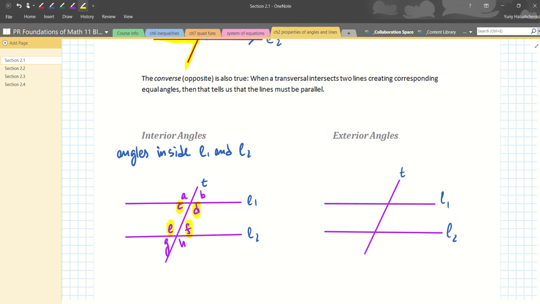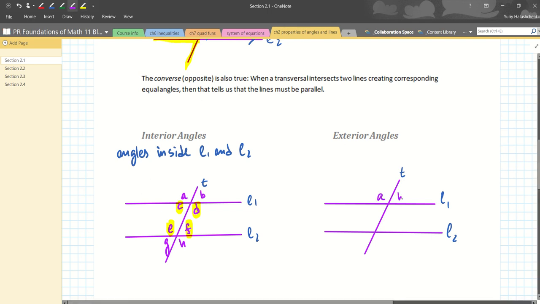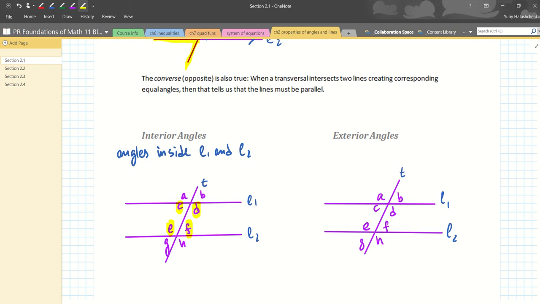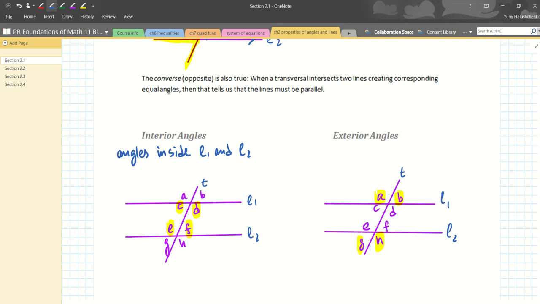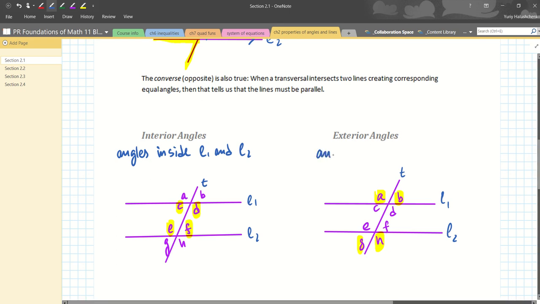The exterior angles are going to be on the outside. So let's say we do the same thing on this side: A, B, C, D, E, F, G, and H. The exterior ones are going to be on the outside. So for example, angles A, B, G, and H. So angles outside L1 and L2.